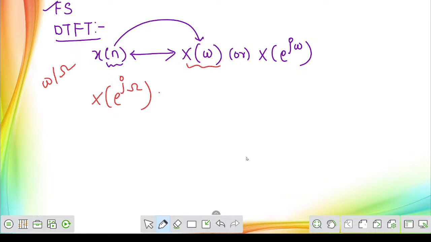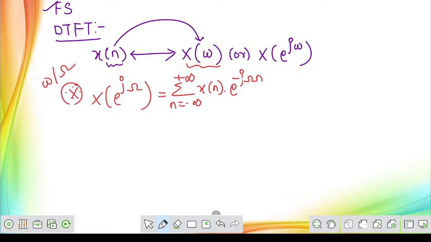So X of e power j omega can be written as a summation. The formula is the summation from n equal to minus infinity to plus infinity of the signal x of n times e power minus j omega n. As I told, I am changing the representation of omega and will be using the other format. This is also called omega only. Understood? This is the first most important thing you must keep in mind.